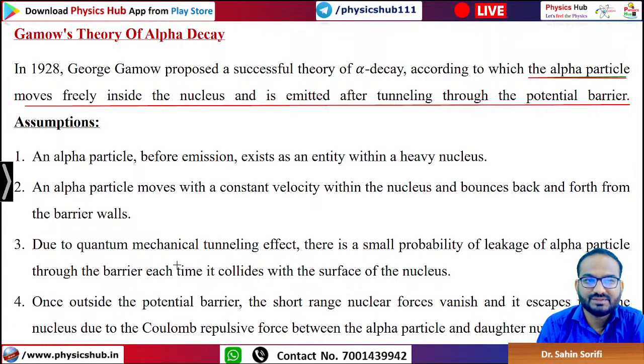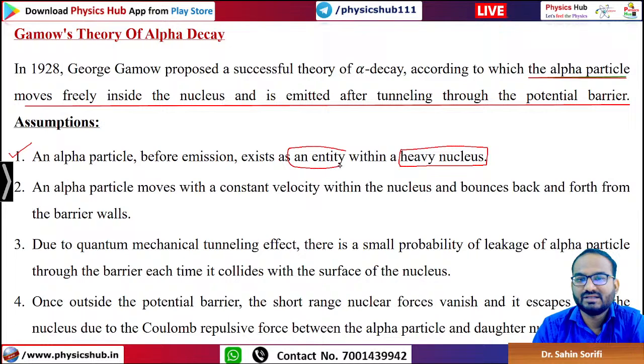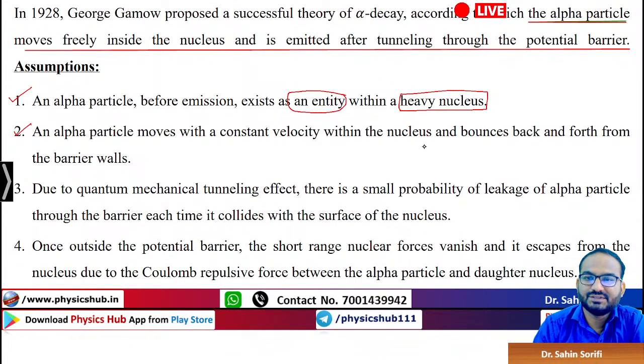There were some basic assumptions of Gamow's theory of alpha decay. The first assumption: an alpha particle before emission exists as an entity within a heavy nucleus. Number two: an alpha particle moves with constant velocity within the nucleus and bounces back and forth from the barrier wall. The alpha particle is moving back and forth, back and forth, and these are like the barrier walls.